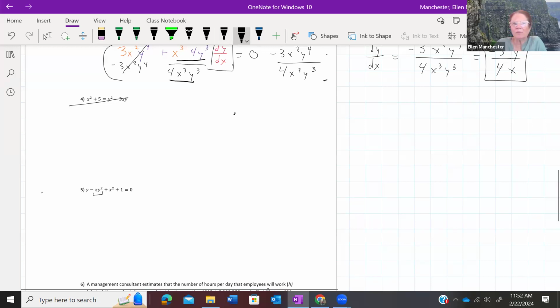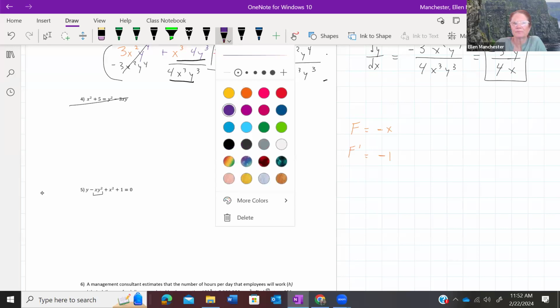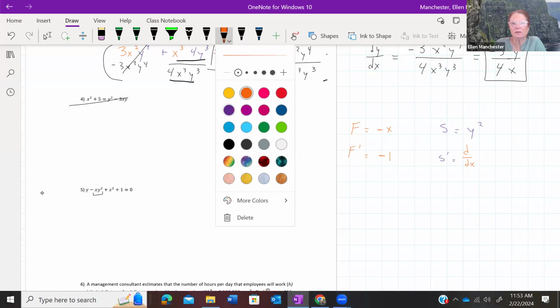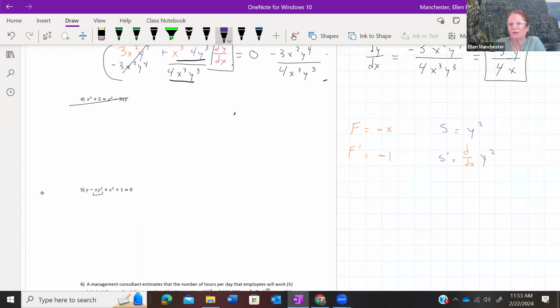So then I'm going to come over here and write that out. I want to make sure that I have all the information I need for my product rule. So the first is negative x. The derivative of the first is negative 1. The second is y squared. So the derivative of the second, remember what we're doing is we're finding the derivative of y squared in terms of x. So my second one as the derivative is 2y dy dx. Okay, different variables.